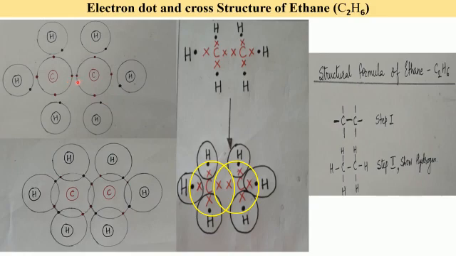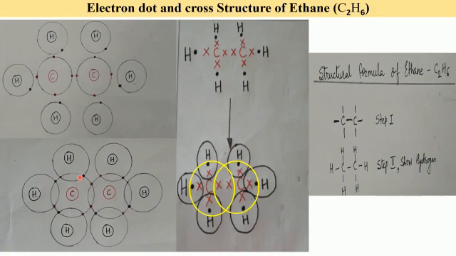Now each carbon will share its 1 electron with the other. So there is 1 pair of electron that will be shared between the 2 carbon atoms. Let us see how the structure looks like. This is the first carbon surrounded with 3 hydrogen. The overlapping orbitals here we have shown. Same way here also this carbon surrounded with 3 hydrogen overlapping orbitals, and even the orbits of the 2 carbon atoms overlap each other.